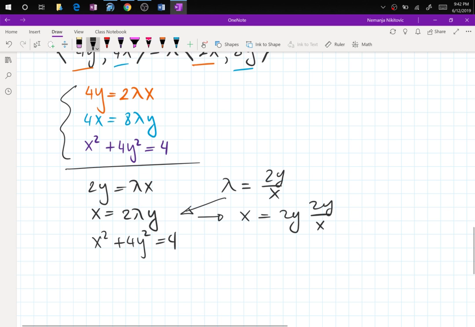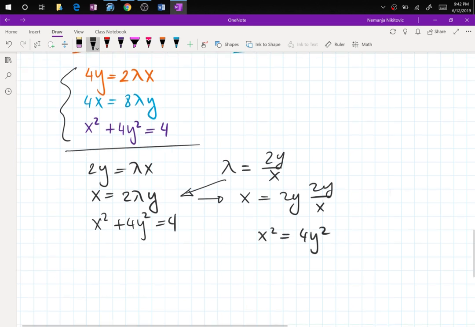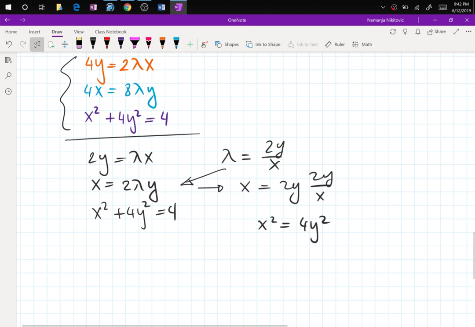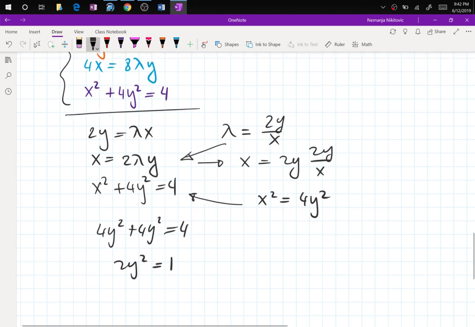So that means that x squared is equal to 4y squared. Oh, yeah, that helps. Beautiful. And now you take that and you plug in here. So 4y squared plus 4y squared equals 4. That's 2y squared equals 1. And finally, y is equal to plus minus root 2 over 2.